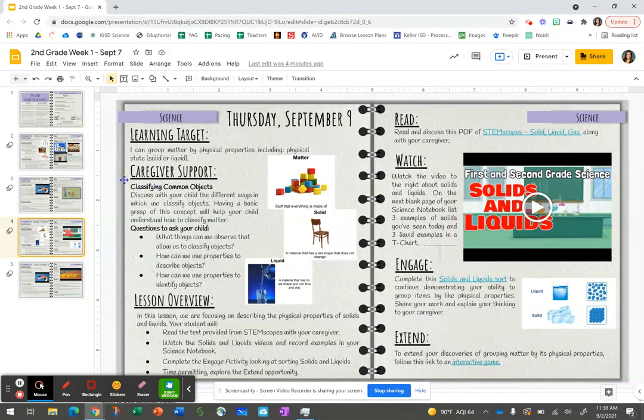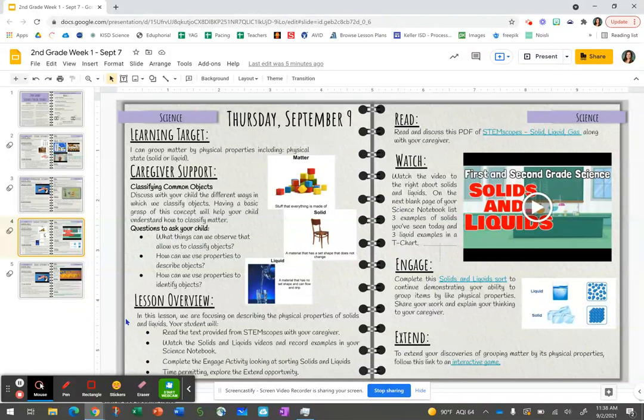Additionally, on the left, you will find caregiver support. This section will provide content background, definitions, and even some questions you might want to ask your student in various contexts as they work through their lessons for the week. At the bottom of the slide, on the left, you will find the lesson overview. This will be a roadmap of sorts for the items the student will work through on the right-hand side of each lesson.